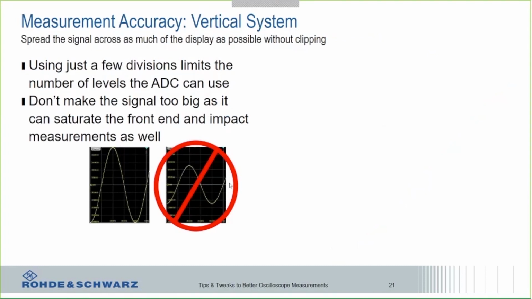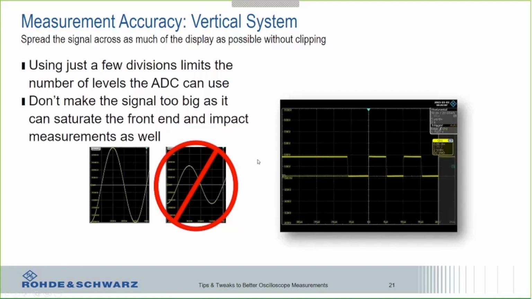And so typically what I'll recommend is you want to scale the waveform across as much of the display as possible without clipping. And when I talk about clipping, I mean you don't want the waveform to go off of the display, because if it goes too big, it can saturate the front end, and that will also impact your measurements. But to put this into a numbers perspective, here I've got an example of the waveform, and this waveform we've put across 2 divisions.